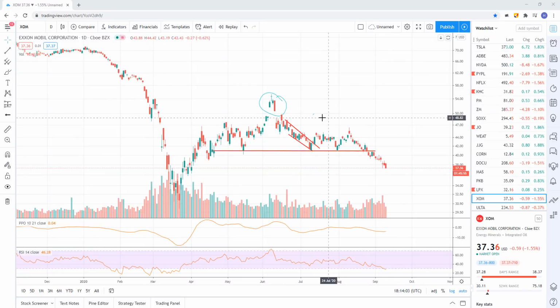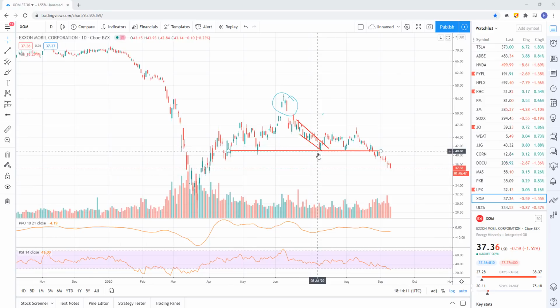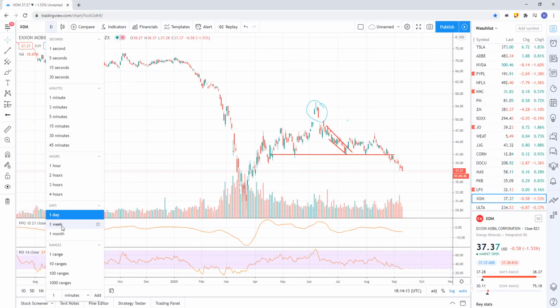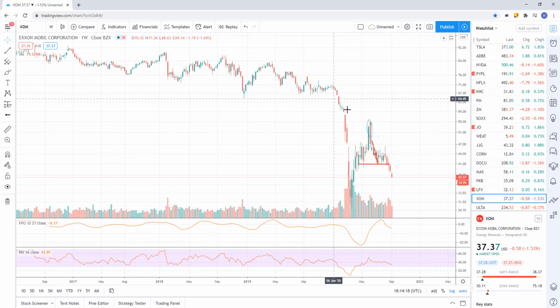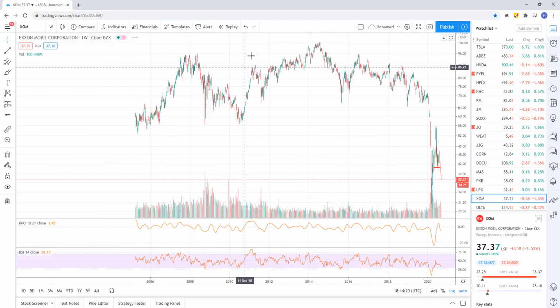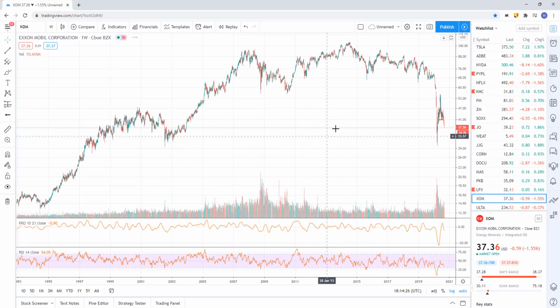We'll wrap here with XOM, ExxonMobil. It continues to look weak. And to me, this doesn't look like a false breakdown. To me, this looks like a continuation of the downtrend. So if I look at the weekly chart here, it looks like a bear market, basically. And this has been in a bear market. Here's the highs back in August of 2014.